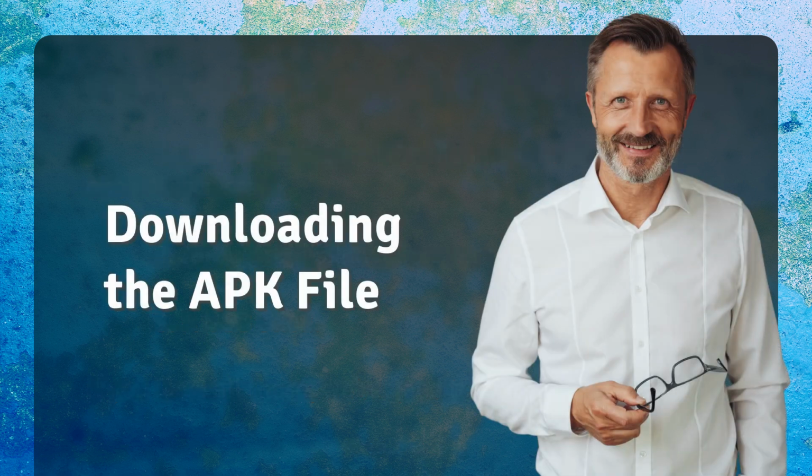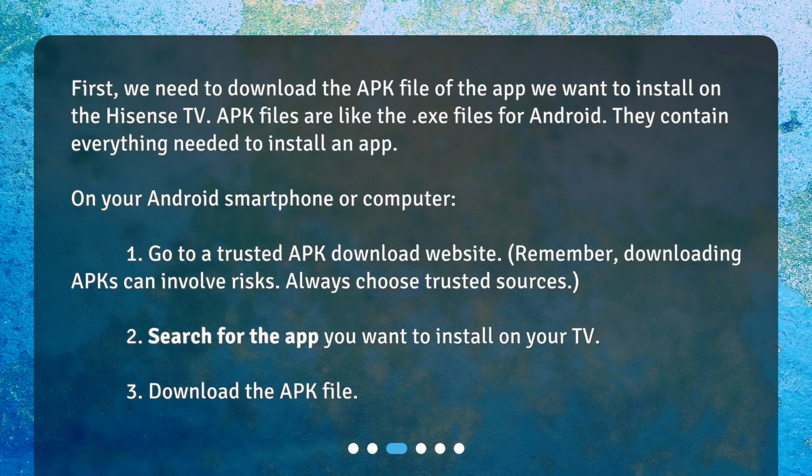Downloading the APK file. First, we need to download the APK file of the app we want to install on the Hisense TV. APK files are like the .exe files for Android. They contain everything needed to install an app.